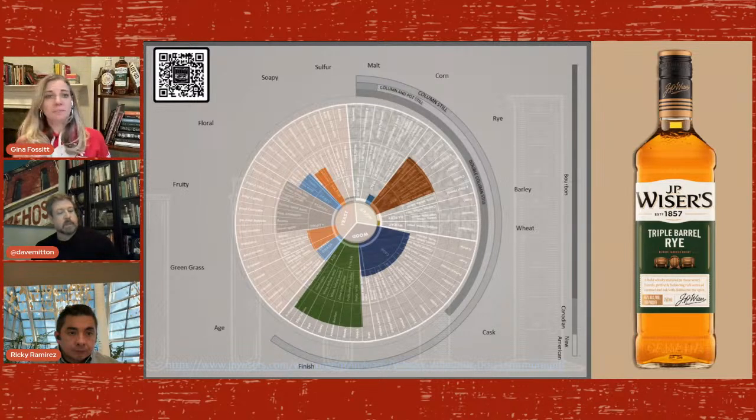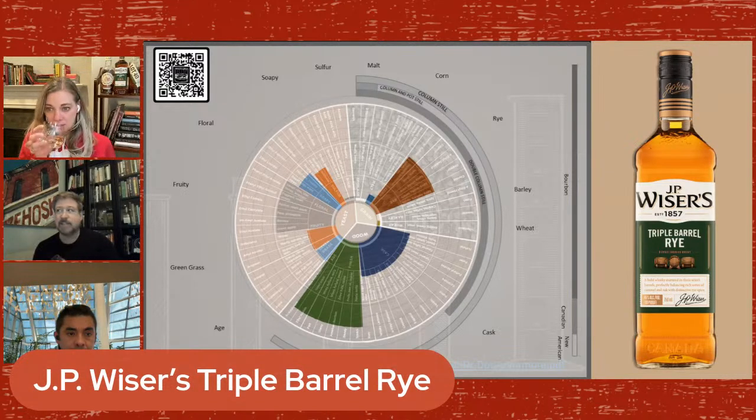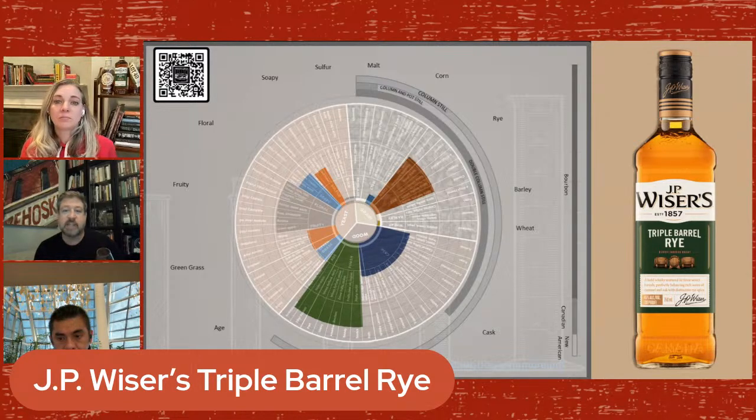Let's taste it. Let's do it. Well, and also don't drink this all at once, folks. We're going to be going back to this later on in the class. So we're going to kind of do a two-parter with it. Now, the story with this J.P. Wiser's Triple Barrel Rye, we always say it's a Canadian whiskey made with the American palate in mind. Very marketing sentence there, but it's true.